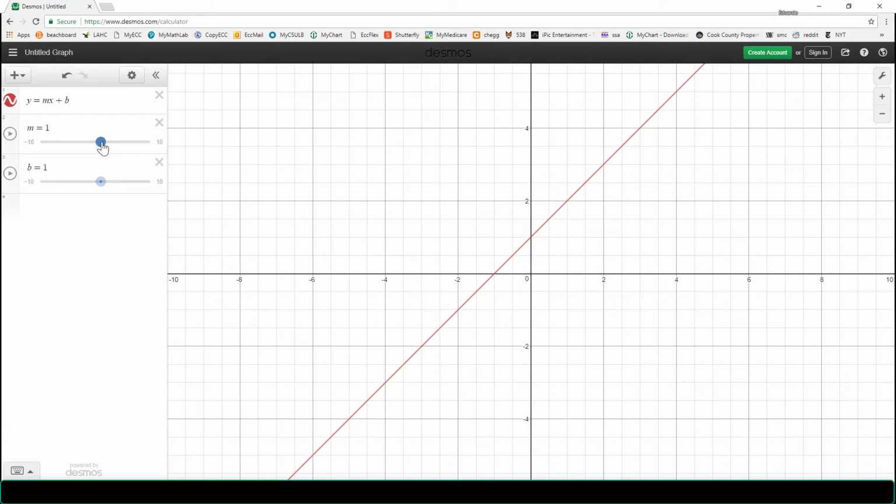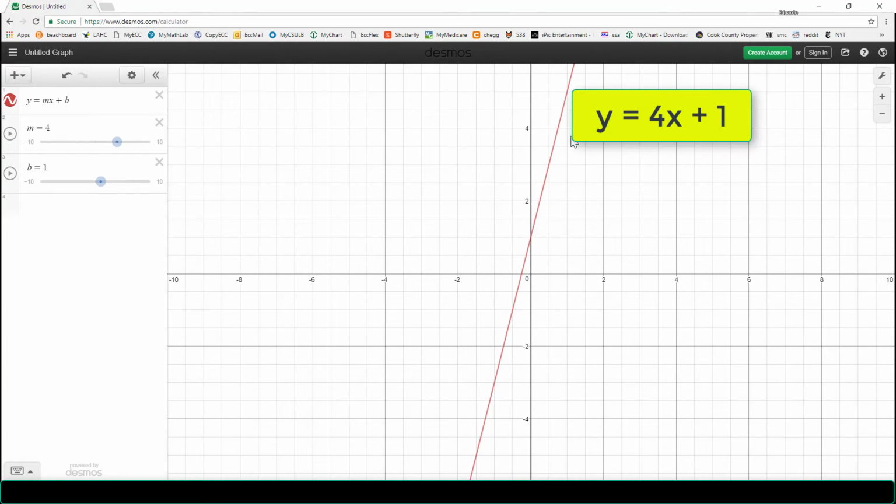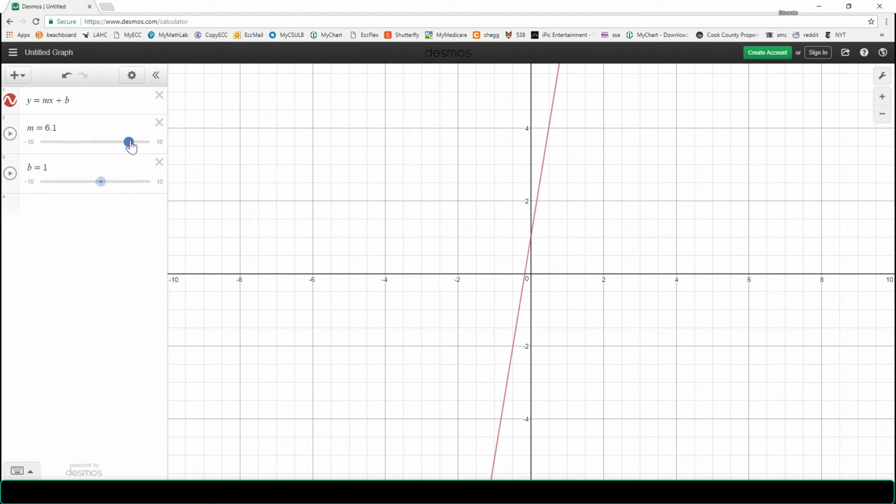And as we move around the m, if we make m a little bit larger and it becomes 1.3, 1.7, 2, 2.5, 3, 3.4, at this point, this is the line being represented by y equals 4x plus b, where b is 1, so 4x plus 1. So as we see, as we change the m to make it a larger and larger positive number, the slope gets steeper in the positive direction, or back to 0.